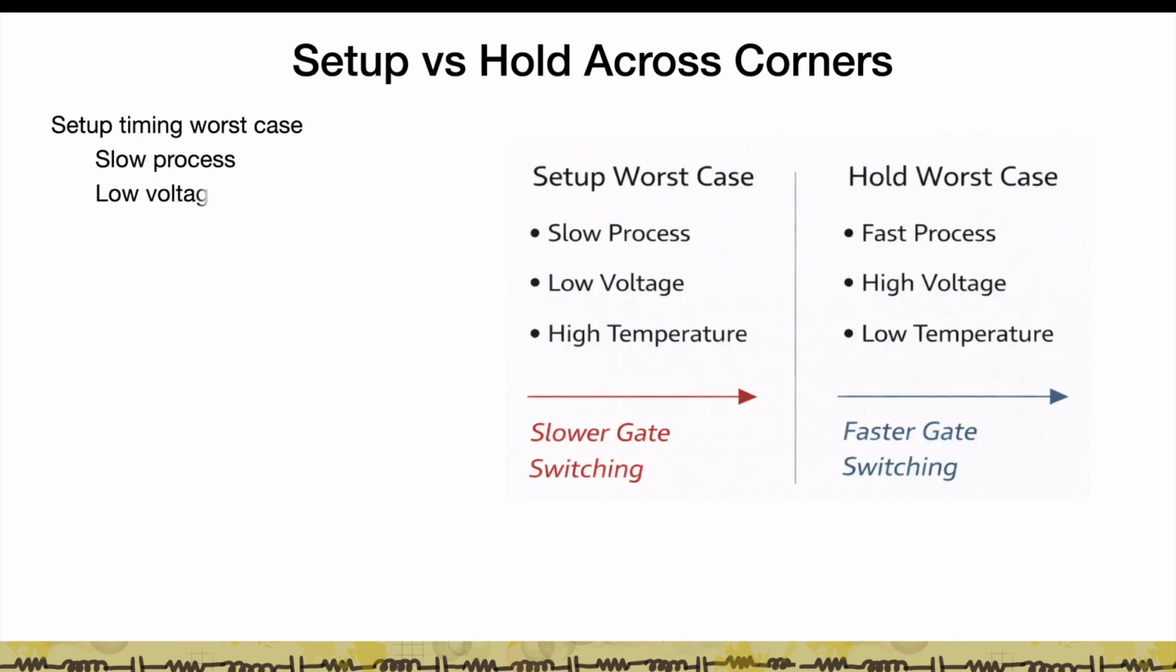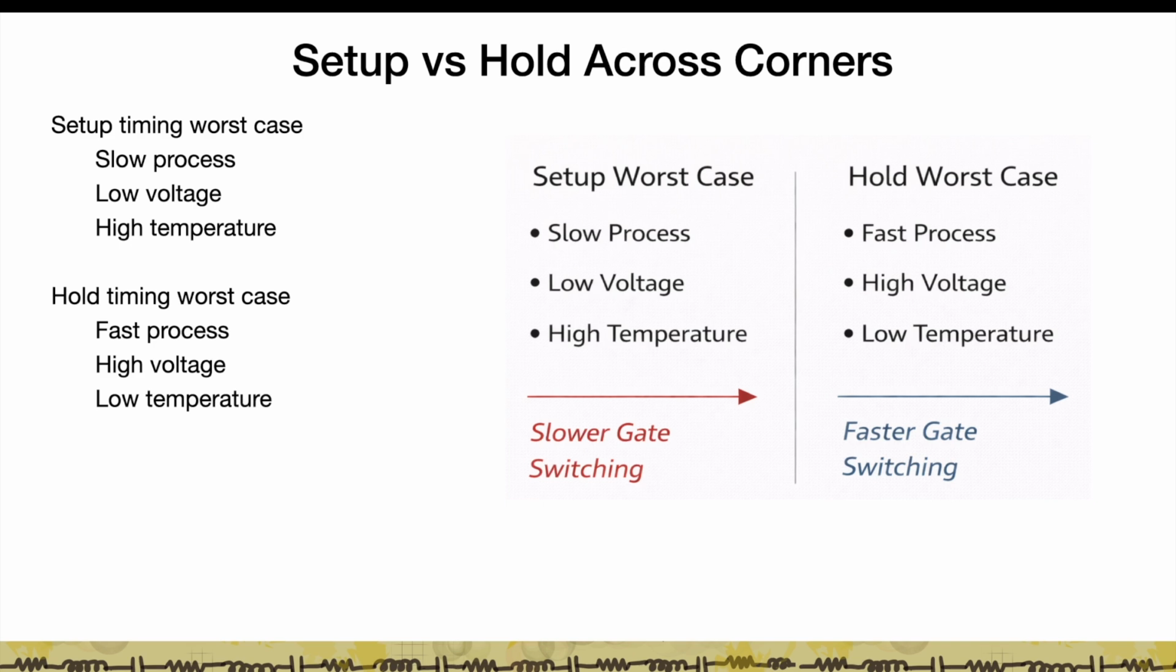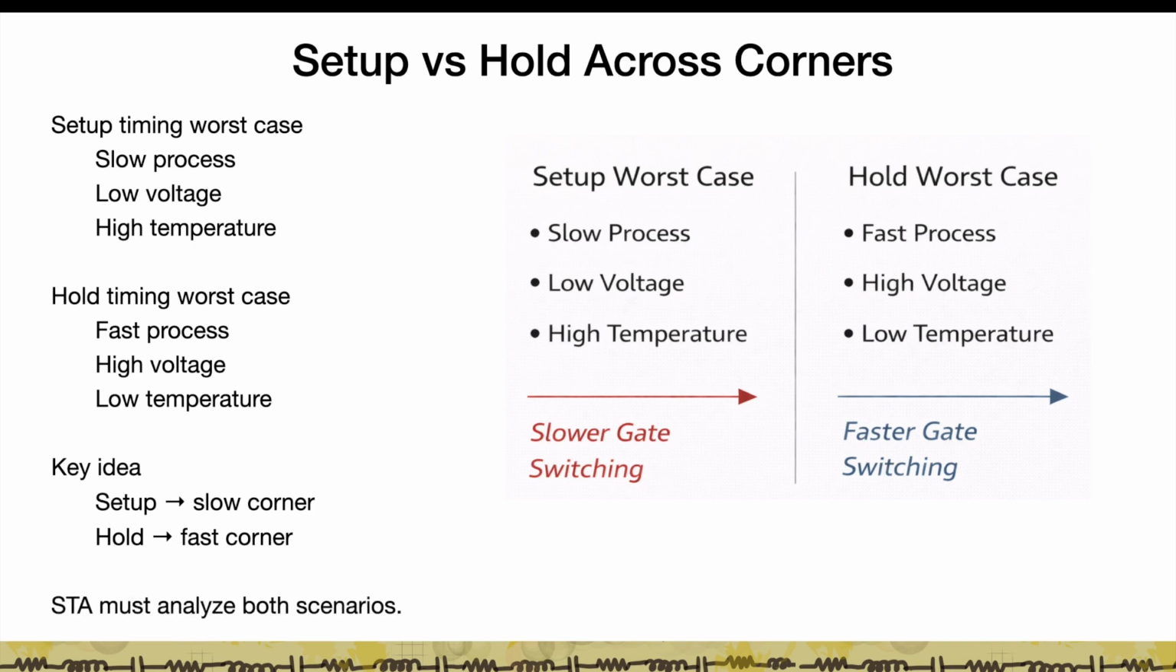This slide crystallizes the entire PVT story into one rule that every timing engineer carries in his head. Setup worst case, slow corner. Signals are slowest, maximum delay, setup violations show up here. Hold worst case is the fast corner. Signals are fastest, minimum delay, hold violations show up there. These two corners are opposites in every dimension: process, voltage, temperature, and they stress the design in opposite ways.